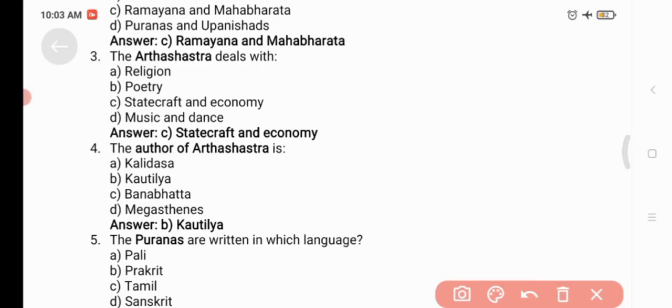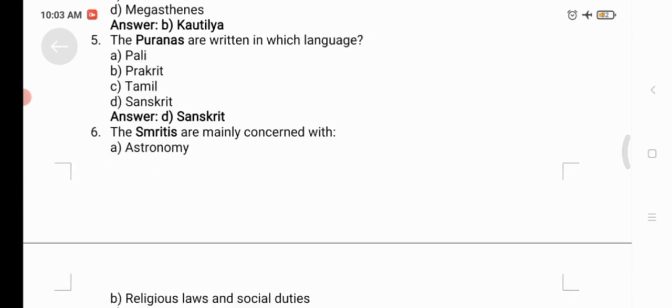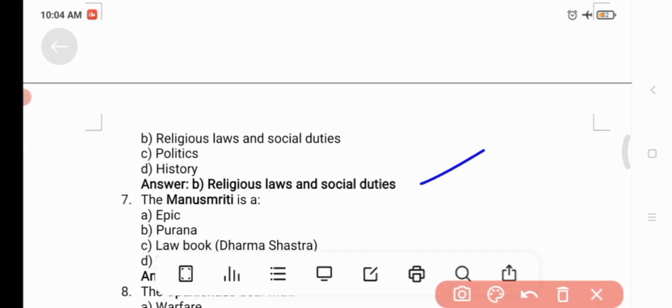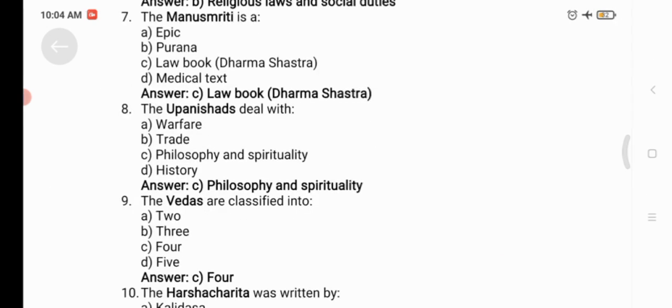The Arthashastra deals with option C, statecraft and economy. The author of Arthashastra is option B, Kautilya. The Puranas are written in which language? Option C, Sanskrit. The Smritis are mainly concerned with option B, religious laws and social duties. The Manusmriti is option C, a law book, Dharmashastra.